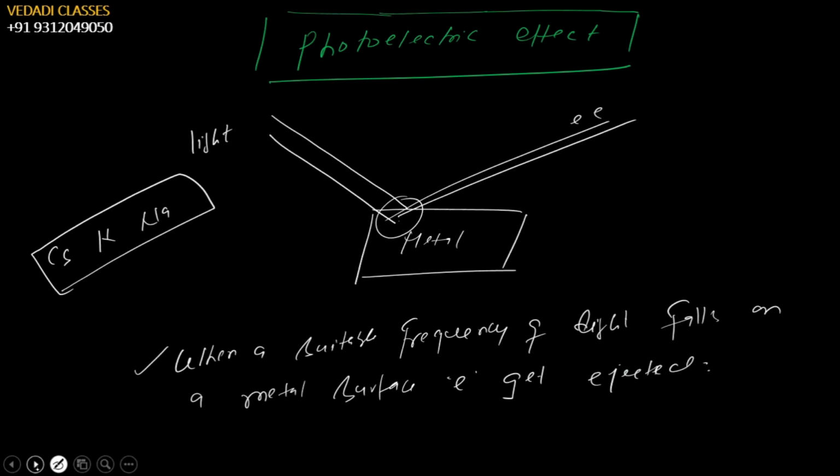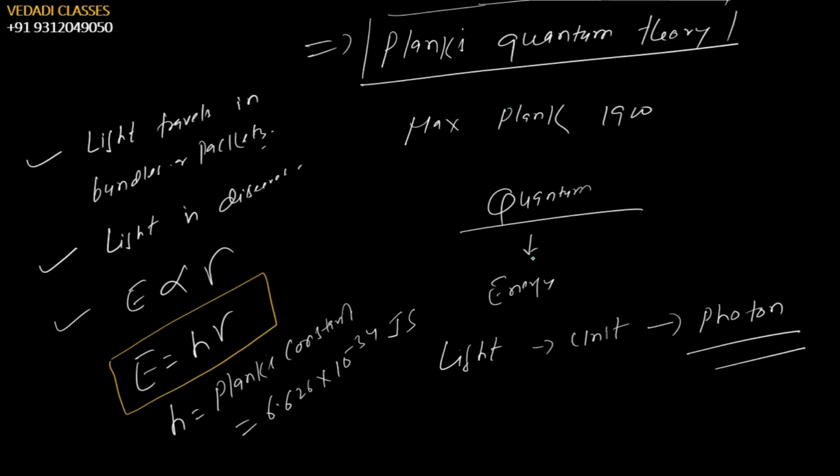So this is the photoelectric effect we have. Now again, this is Planck's constant theory. Light travels in bundles or packets, second, light is discrete, meaning it is split, and third, he told that the energy of light is directly proportional to the frequency, where h is the Planck constant. Its value is 6.626 × 10^-34 joule second.